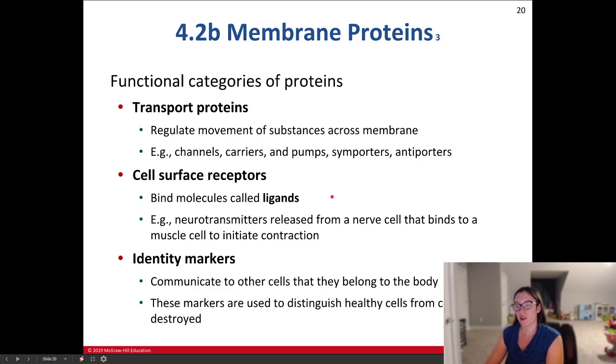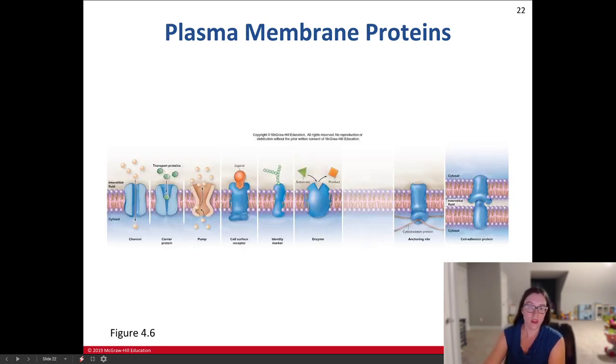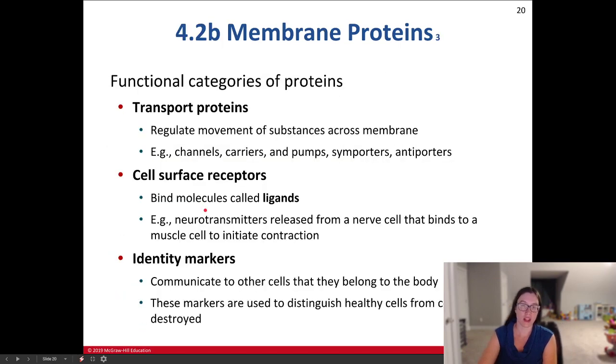Now, I'm going to talk about some categories of proteins, and there's 6 different categories of proteins. The first one is going to be these transport proteins here. These are going to be really important, and we're going to talk about these in class. Transport proteins are going to regulate the movement of substances across the membrane. So channels, carriers, pumps, symporters, and antiporters. We'll have a long lecture about all of that.